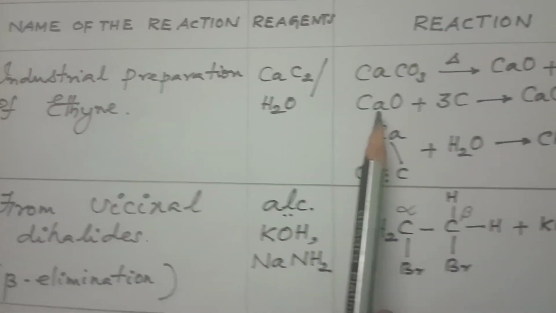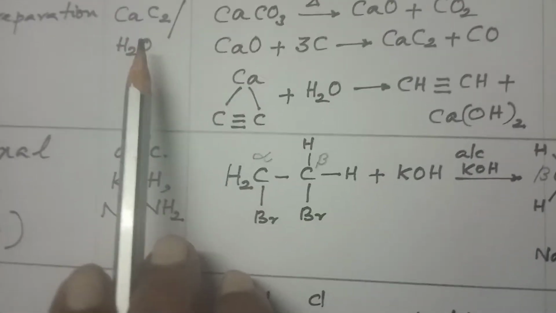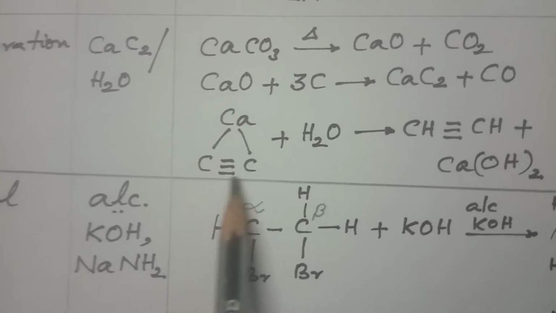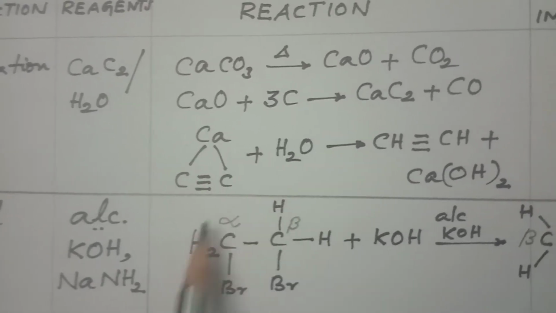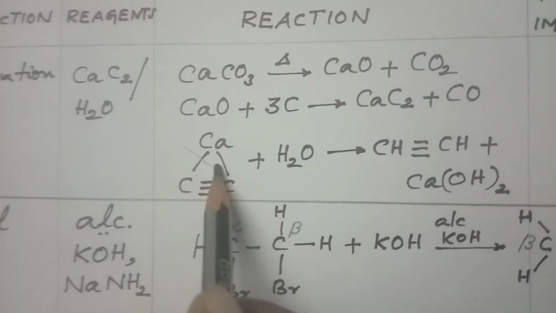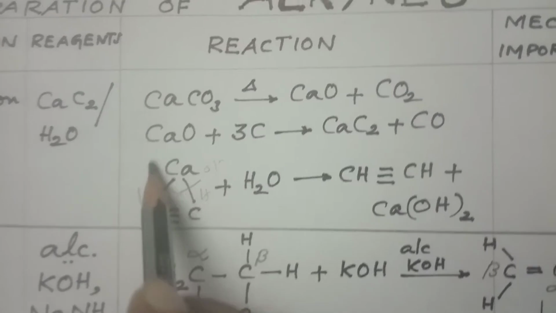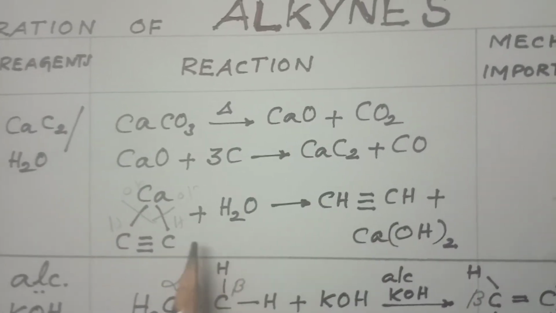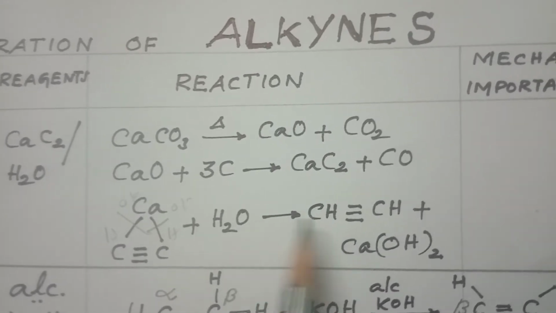Let us go to the equation. The reagent indicates hydrolysis of the carbide. The reactant is calcium carbide. During hydrolysis, what is happening? Breaking of the bond. Here H, OH, here H, OH. You are getting acetylene, that is ethyne. So this is the industrial preparation of ethyne.